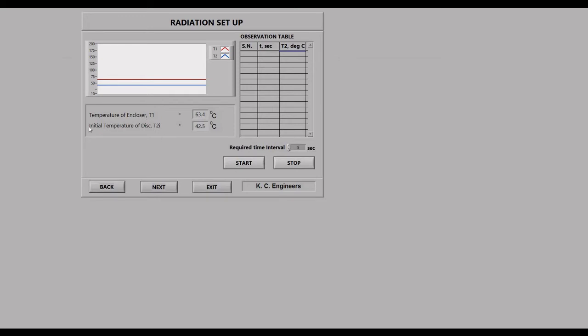Then this is the start button. When you see that your desired temperature of the enclosure is reached, you can start from here, and when you click on this button, your experiment will get started and you will obtain this data for whatever required time interval you have given. For every time interval you will get the temperature of the disk, and you will obtain data like this. This is the stop button. When you want to stop the experiment, you can click here.